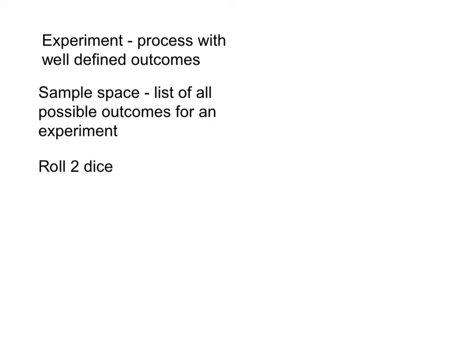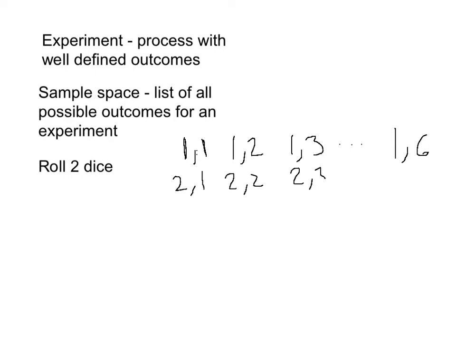So if we were to list the sample space for this experiment, what we would have is a 1 and a 1, a 1 and a 2, a 1 and a 3, and on out to a 1 and a 6, a 2 and a 1, a 2 and a 2, a 2 and a 3, and on out to a 2 and a 6. And this pattern could continue until we had a 6 and a 1, a 6 and a 2, a 6 and a 3, and on out to a 6 and a 6.